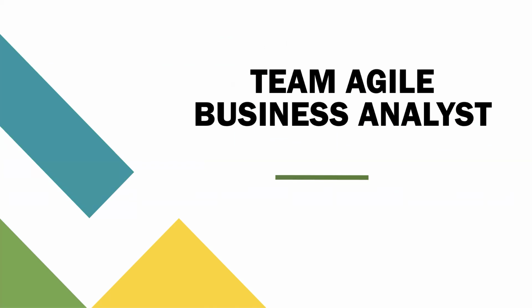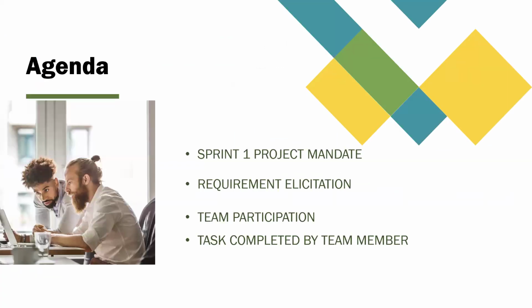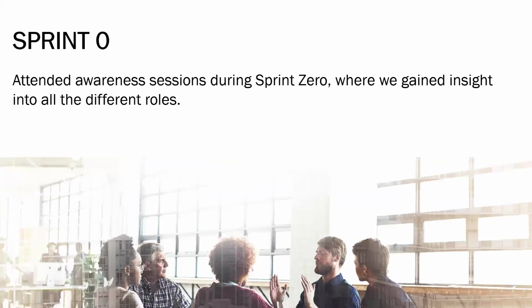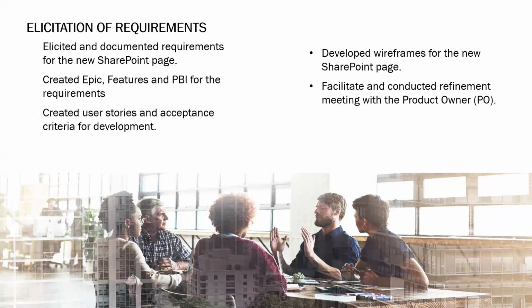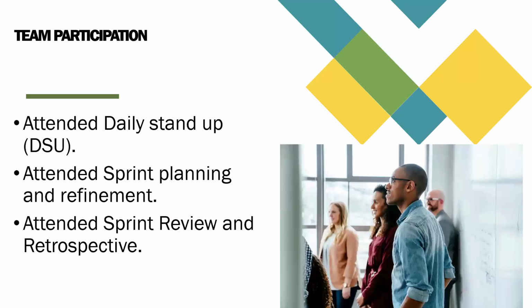I will go ahead with the team Agile Business Analyst, the BAs' presentation. This is the agenda. Then from sprint 0, there was an explanation of what was done during sprint 0. Then we have the sprint 1 duration, the sprint goal, the timeline. Then the elicitation requirements are here.